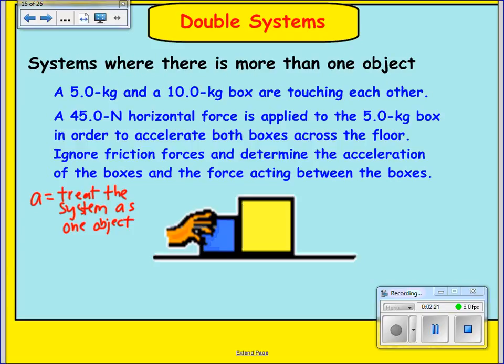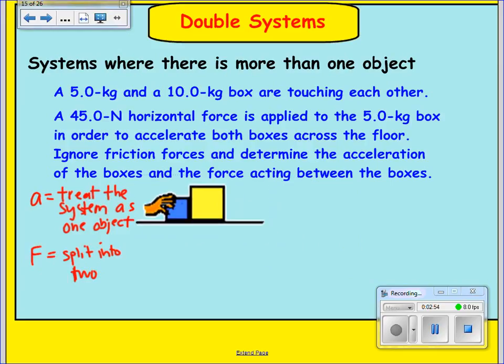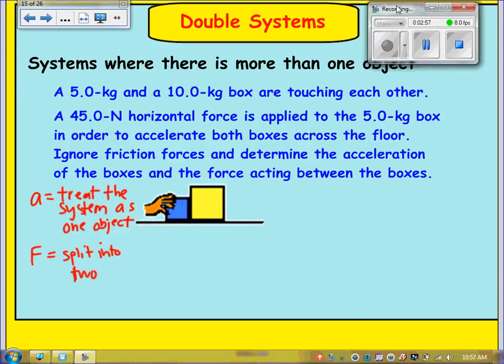Now, for the second part of the question, we're asked to define the force acting between the boxes. So in other words, the force that the blue acts on the yellow and the yellow acts on the blue. Those are the forces in between. When you need to find those forces, we're going to go ahead and split the system into two. All right, so I'll leave that up there to remind ourselves that we're going to treat it as one system when we find the acceleration, and then separate to find the force. Okay, so let's go ahead and do this problem. I'm going to go ahead and minimize this a little bit so we can get some more space here. I'm going to bring this up here.